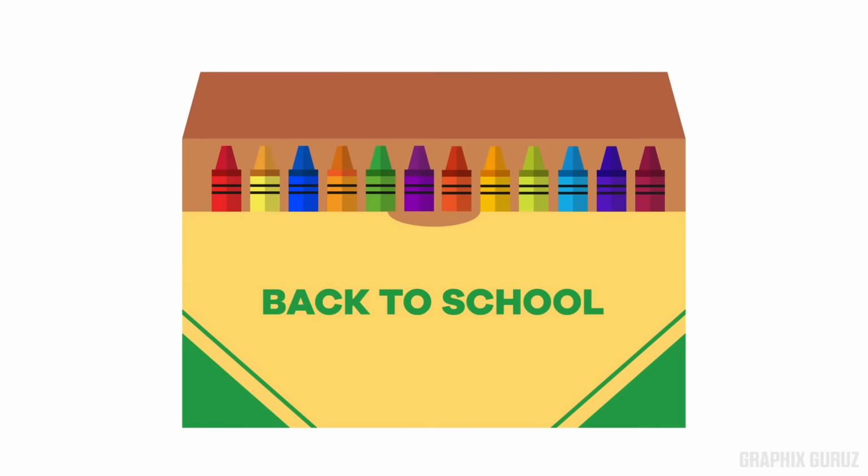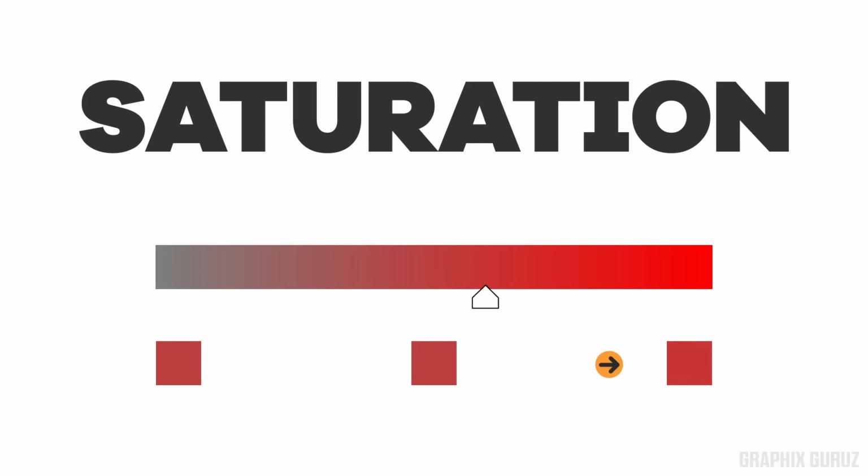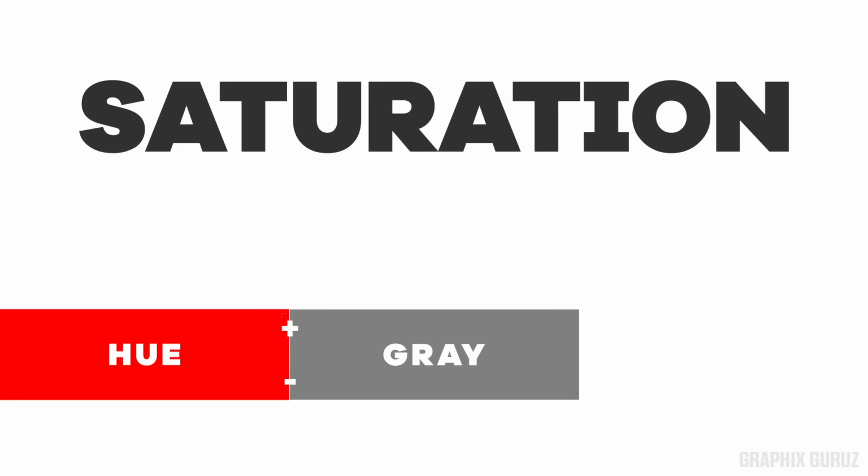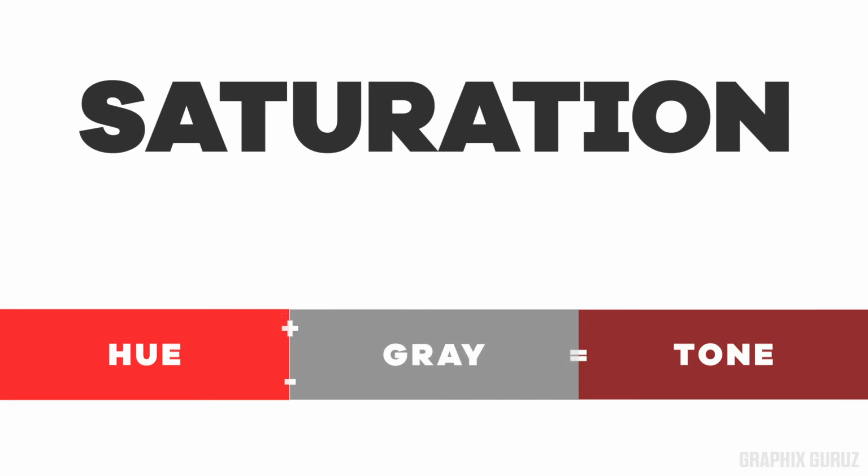In simpler terms, if you were to pick out a crayon from a box of crayons and say this is blue, you're describing its hue. Second one is saturation. Saturation, also known as chroma or intensity, is another key property of color. When a color is at maximum saturation, it appears as pure and vibrant as possible. However, when saturation decreases, the color becomes more muted or washed out. Saturation is adjusted by adding or subtracting gray to a hue, which creates a tone.